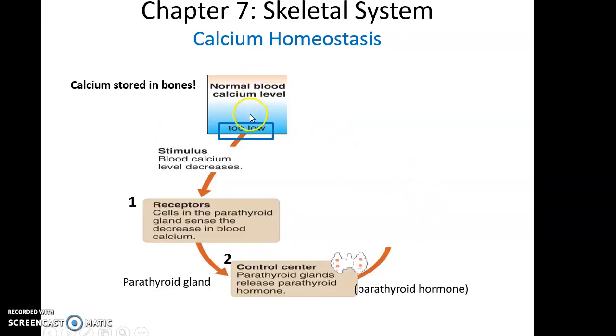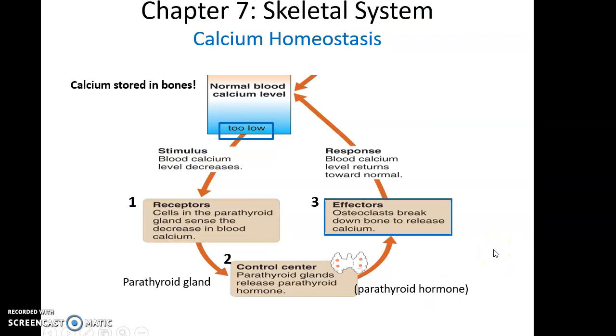Of course, we can also have the other problem. We could have too little calcium in the bloodstream. So again, calcium levels in the bloodstream go down. There are cells with receptors in the parathyroid glands. They detect these low levels of blood calcium. They then secrete the hormone parathyroid hormone. And parathyroid hormone will then find the osteoclasts and stimulate and activate the osteoclasts. Osteoclasts break down organic bone material, and this will release calcium into the bloodstream, returning calcium to its normal ideal levels.